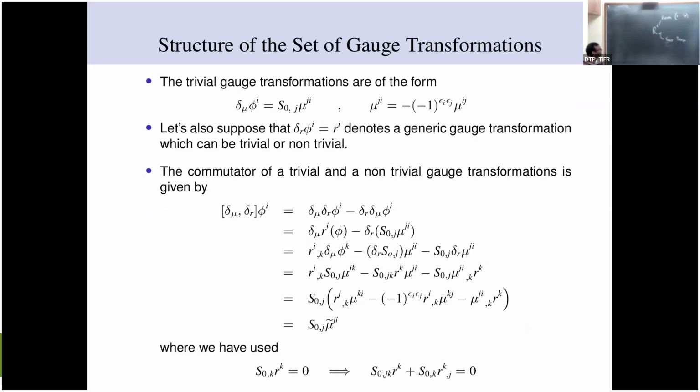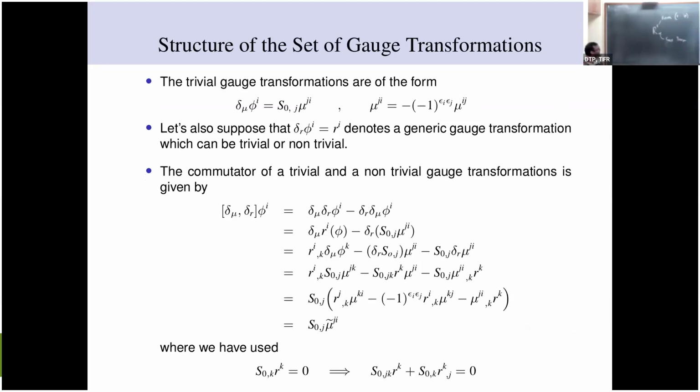So if you work out the commutator of this trivial gauge transformation and some generic gauge transformation, it's a simple algebra. The result is that it is proportional to the trivial gauge transformation. And the algebra is very simple.